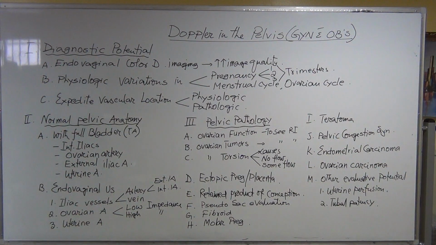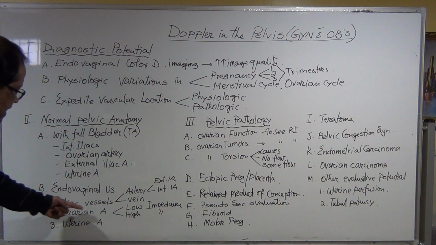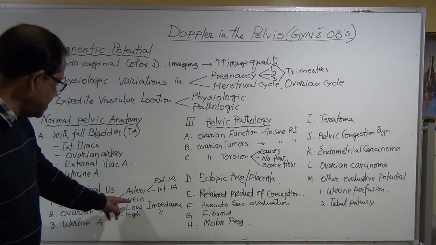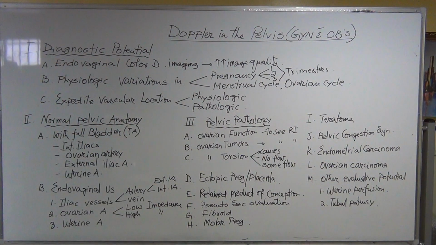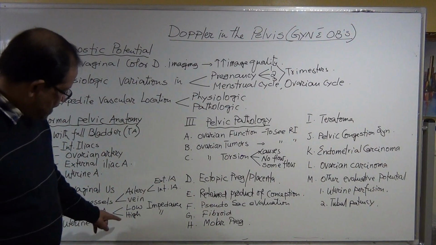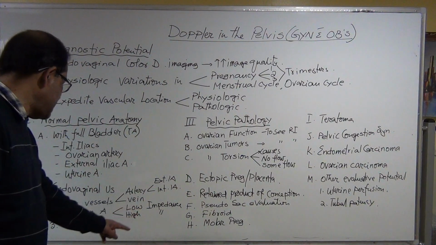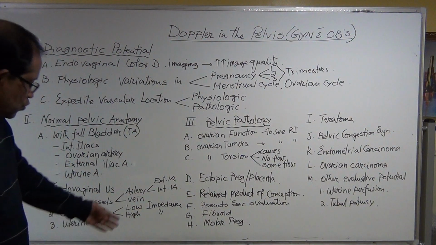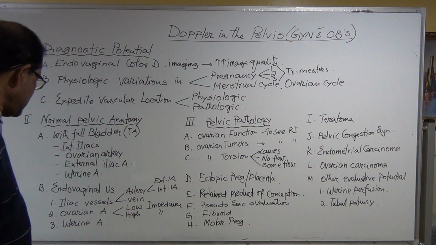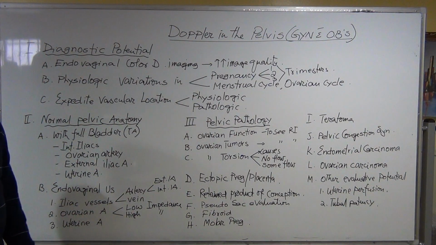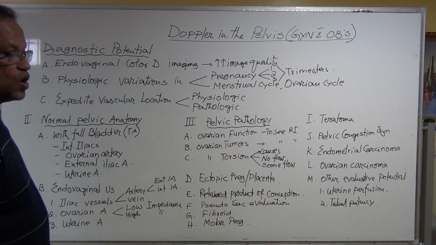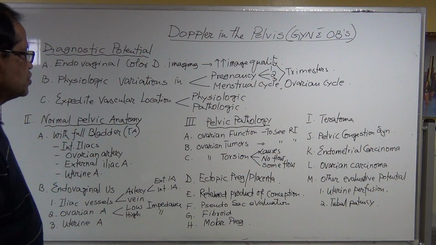In endovaginal ultrasonography, we can also see the internal iliac vessels, and the iliac vessels are artery and vein: external iliac, internal iliac and the vein we can see. And we can see the ovarian artery, and in the ovarian artery we can figure out whether it is low impedance or high impedance. So we will discuss in which condition we will see high impedance or low impedance in the ovary and also in the uterine. We can evaluate whether the uterine artery has low impedance or high impedance. We will discuss those things.